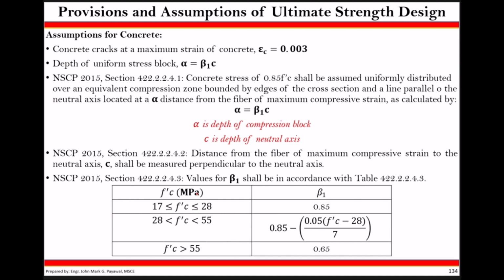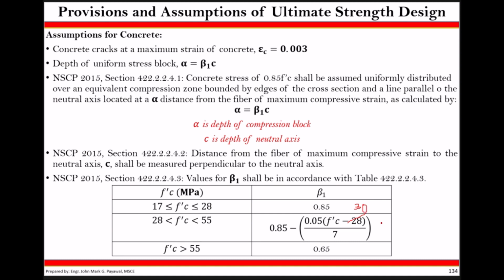Also, for your convenience, your beta 1 values are here. If your FC prime is greater than or equal to 17 but less than 28, I'll repeat, beta 1 is 0.85. If it's greater than 55, it's 0.65. If it's within the range of 28 and 55, you need to use this equation. In 2001, this is 30. That's the only difference.